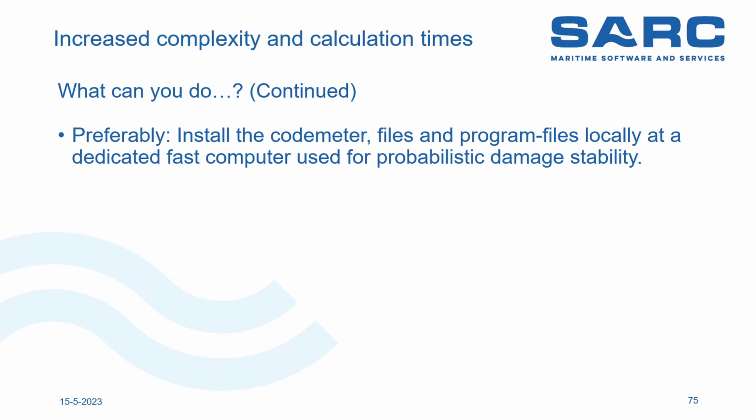Preferably, but not for everyone, this would be possible: install the CodeMeter files and program files locally on a dedicated fast computer used for probabilistic damage stability. If the CodeMeter dongle is inserted in a network and there is a network hiccup and the calculation stops, then you automatically lose quite some time, which can be really frustrating.